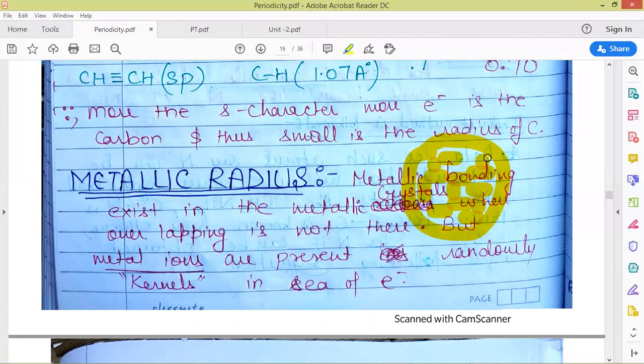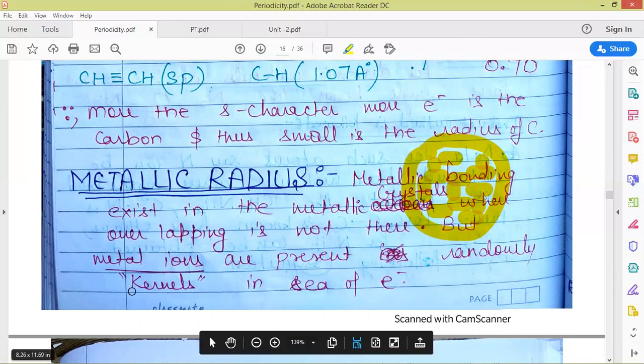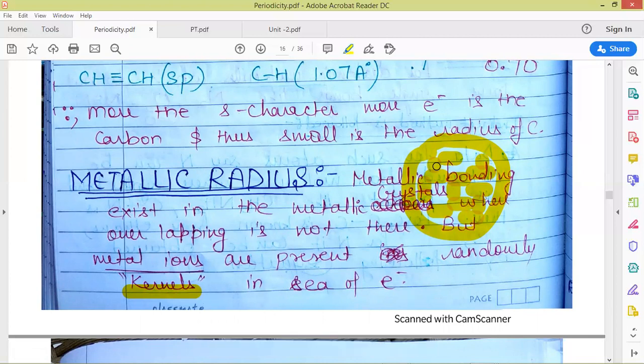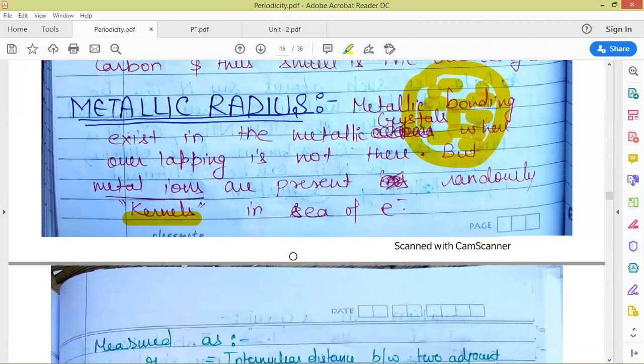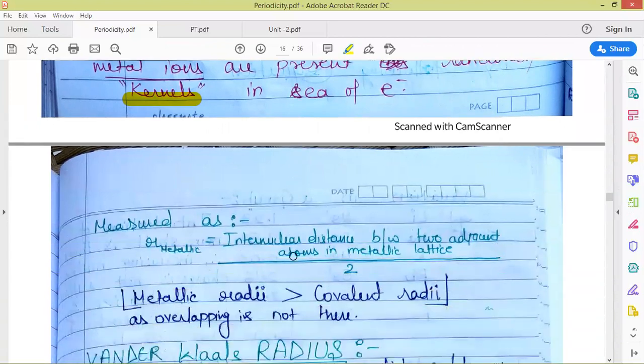So we can say there is a sea of electrons, and metal ions, which are called kernels in case of metallic bonding, are present in the sea like fishes. If we talk about fishes in the sea, then metal ions behave as fishes, and electrons are the salt water which is present in the sea. So this model is called the electron sea model. This is how metal ions are bonded in case of metallic crystals.